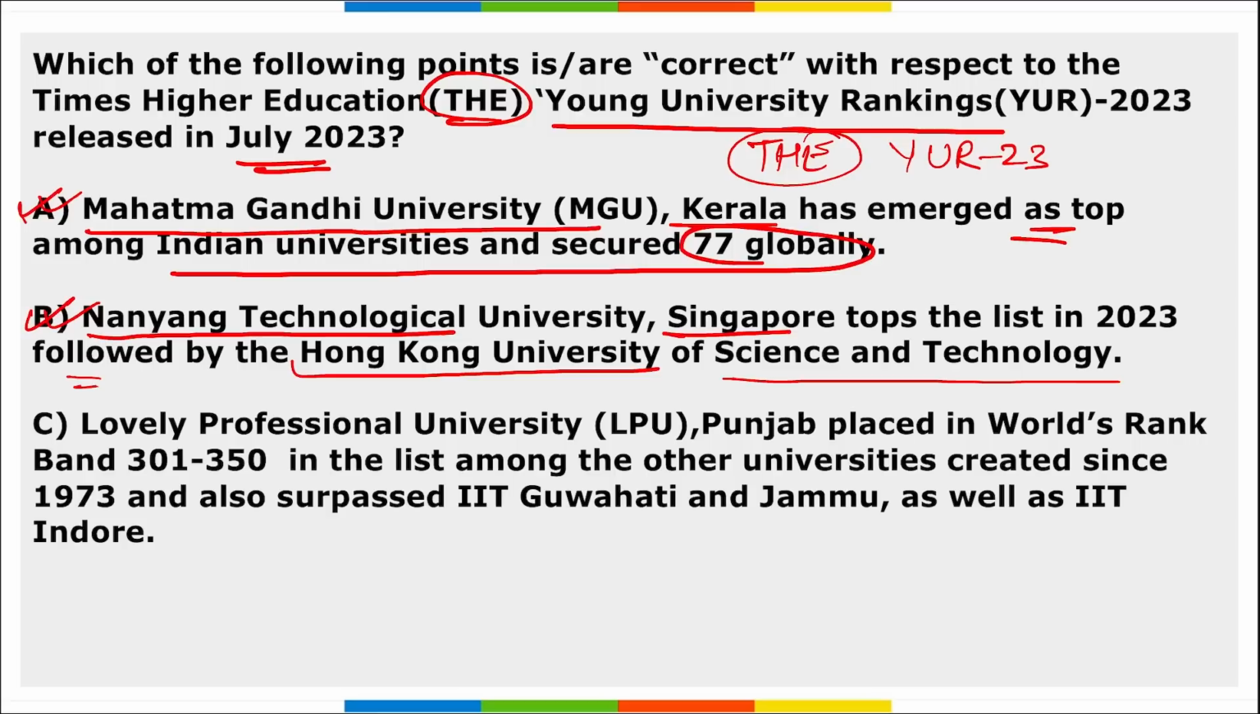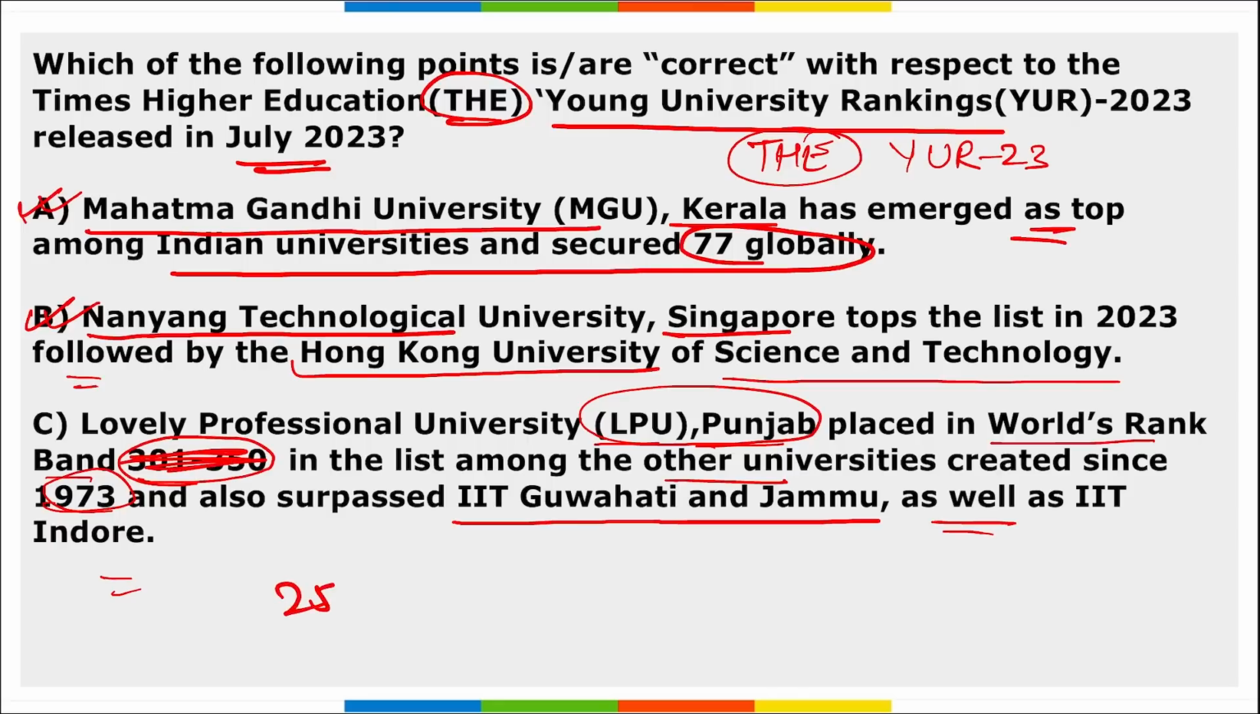If we look at option C, Lovely Professional University of Punjab placed in the world rank band of 301 to 350 in the list among other universities created since 1973 and has also surpassed IIT Guwahati and IIT Indore. Remember, the rank of LPU Punjab, that is Lovely Professional University of Punjab, has been ranked not in the band of 301 to 350 but actually in the band of 251 to 300.